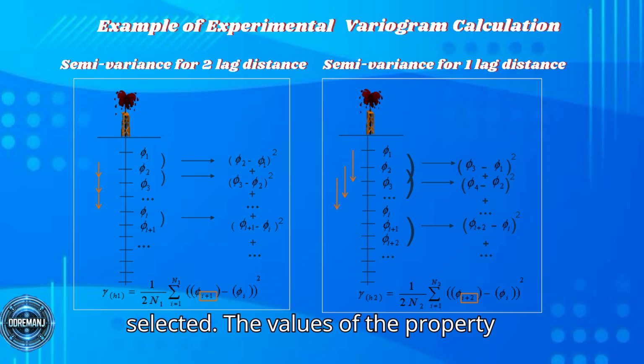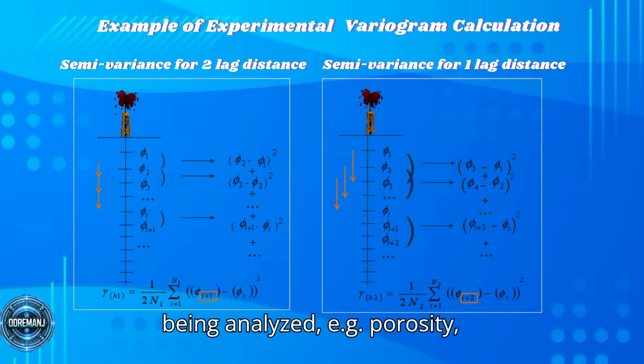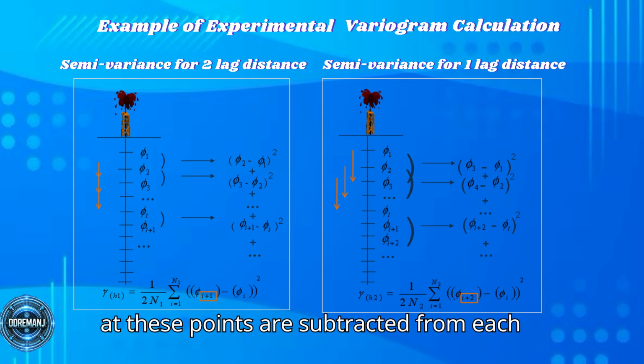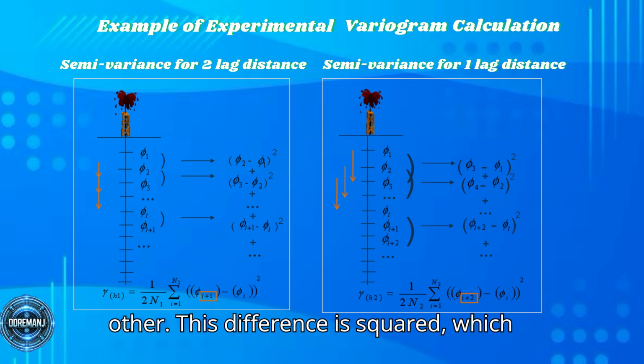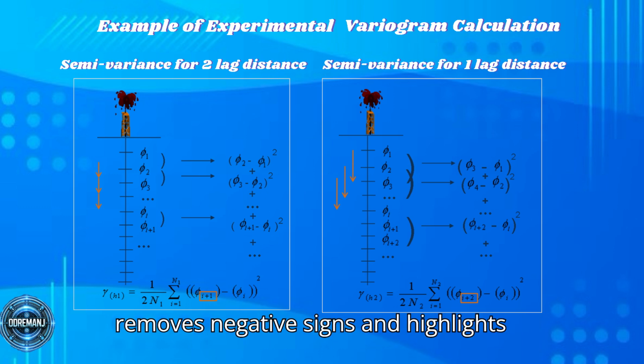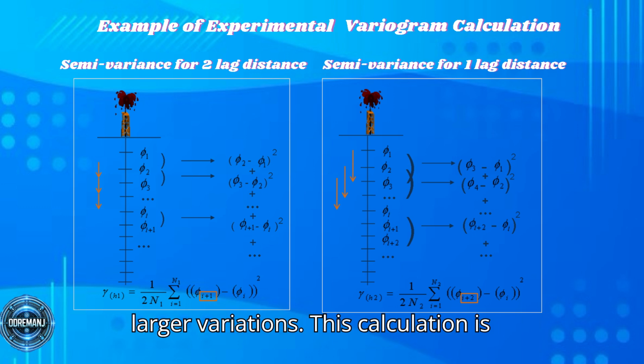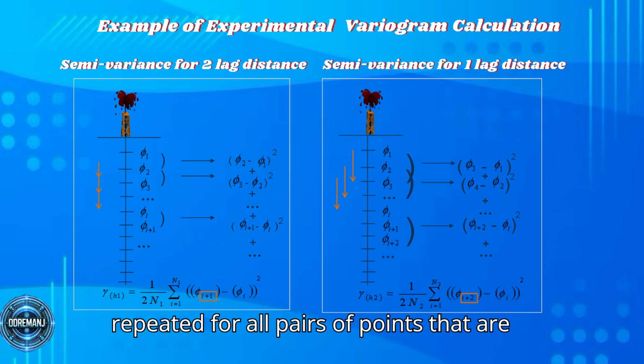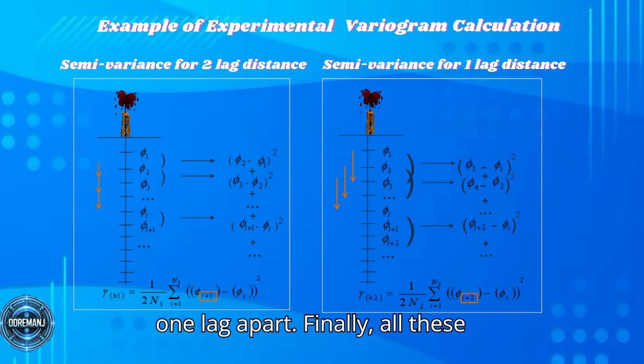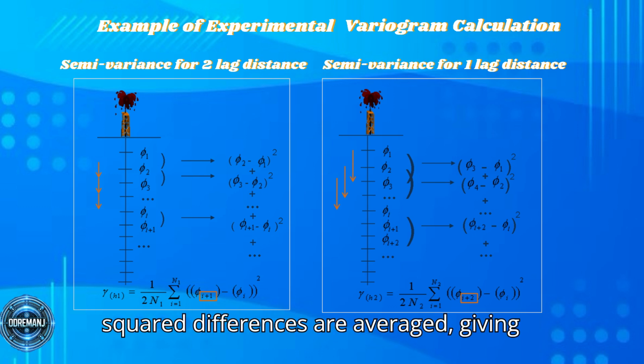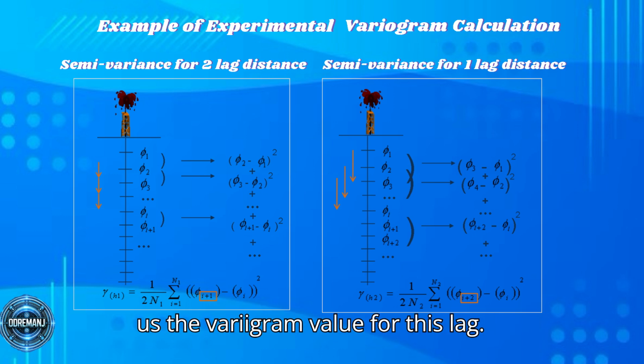The values of the property being analyzed, e.g. porosity, at these points are subtracted from each other. This difference is squared, which removes negative signs and highlights larger variations. This calculation is repeated for all pairs of points that are 1 lag apart. Finally, all these squared differences are averaged, giving us the variogram value for this lag.